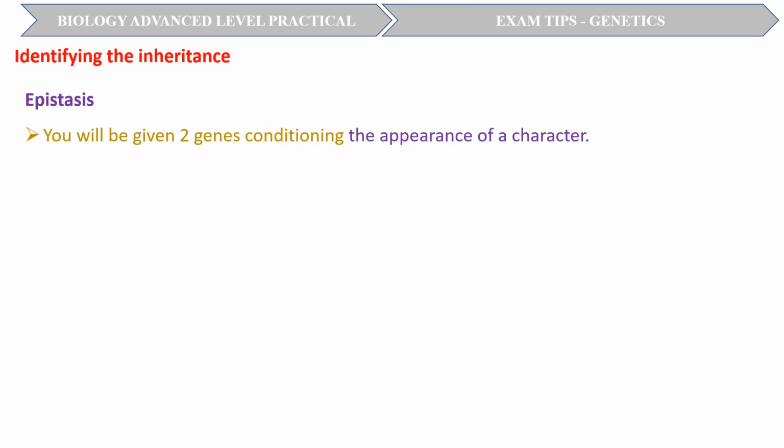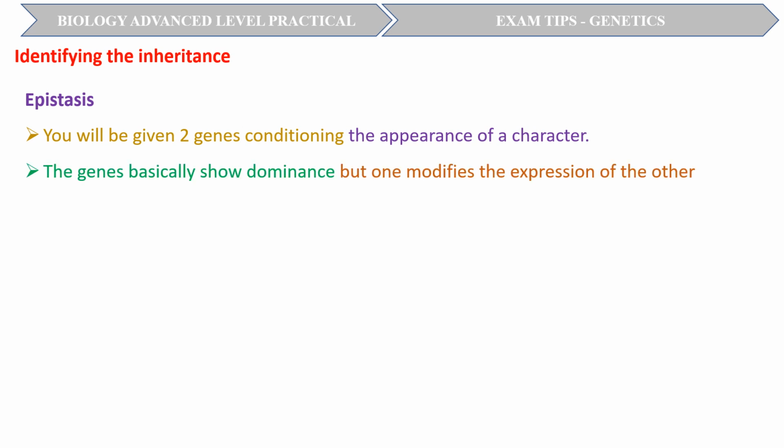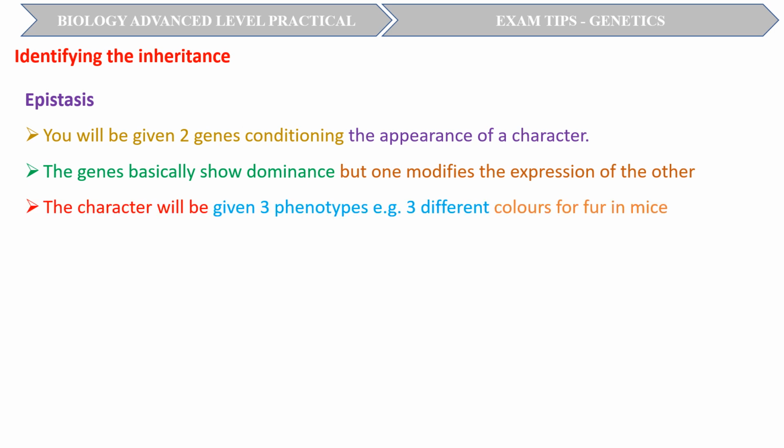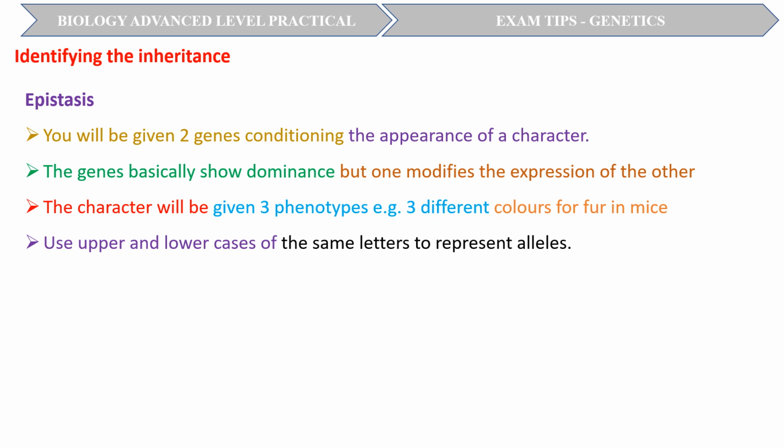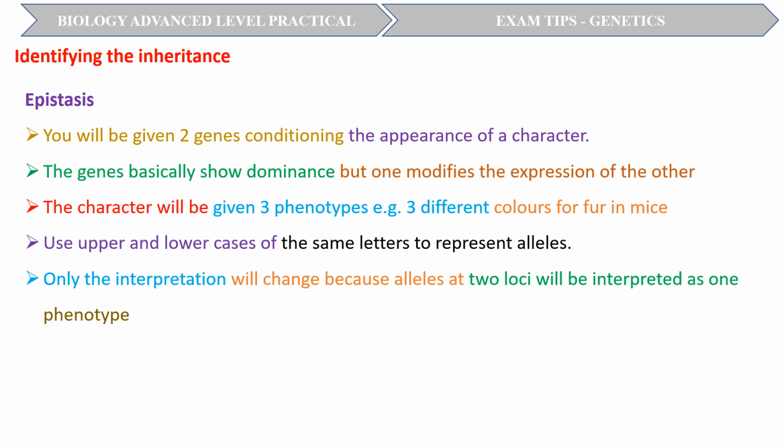In epistasis, you will be given 2 genes conditioning the appearance of a character. The genes basically show dominance, but one modifies the expression of the other. The character will be given 3 phenotypes, for example, 3 different colors for fur color in mice. Use upper and lower cases of the same letters to represent alleles for the gene that determines the character, that is, the hypostatic gene, and for the epistatic or modifier gene. Only the interpretation will change because alleles at 2 loci will be interpreted as one phenotype.